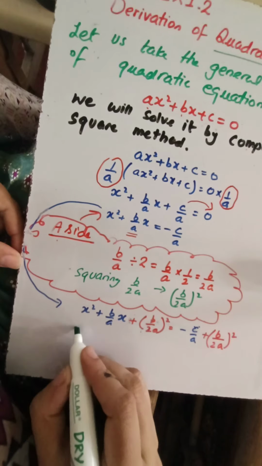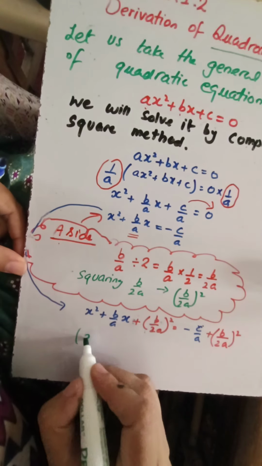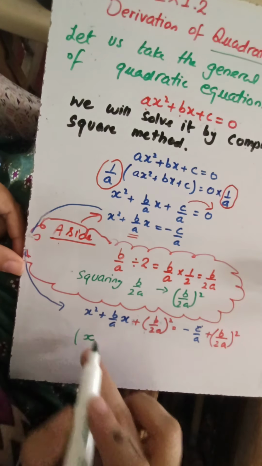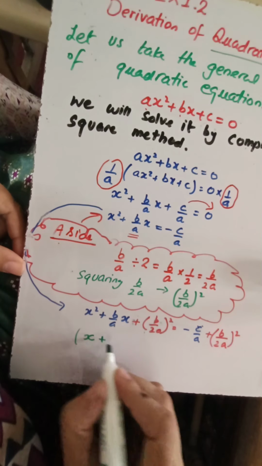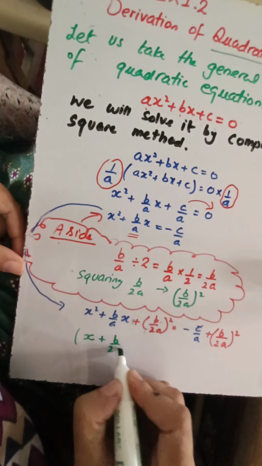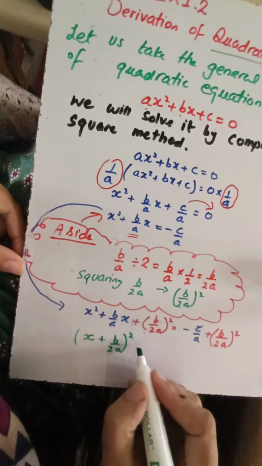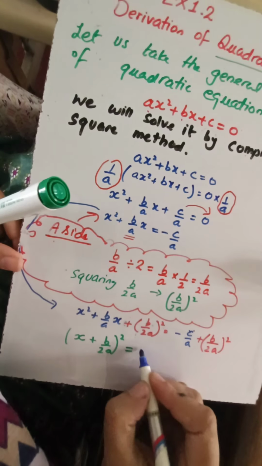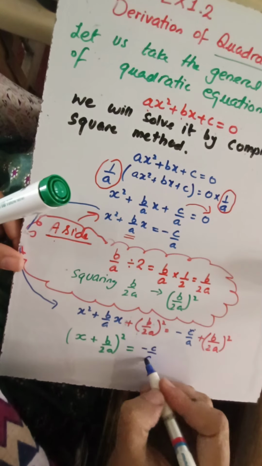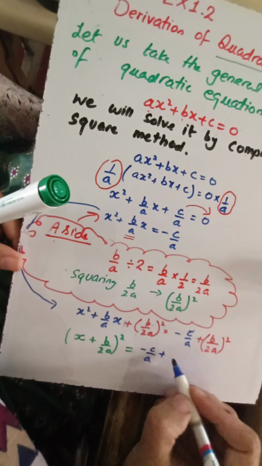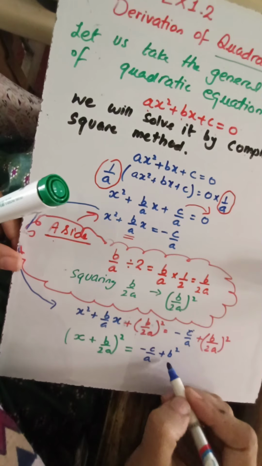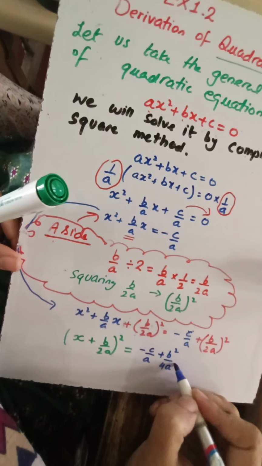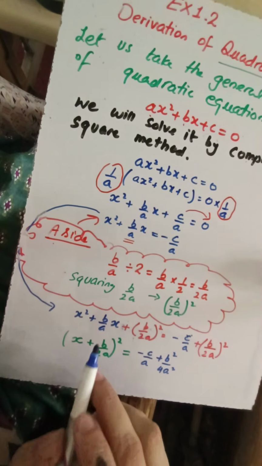I am going to take x from here, a from here and b from here. A plus b whole square is equal to minus c over a plus this will be b square over 4a square. Okay, this is what I get.